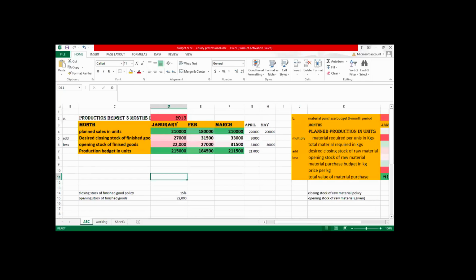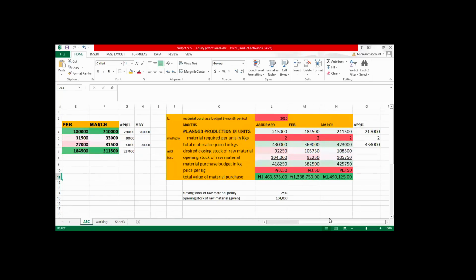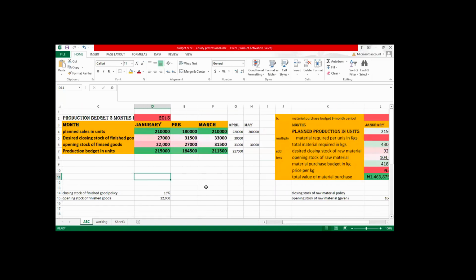Your cash budget will show your cash inflows and your cash outflows. At the end of the period, you are going to have net cash flow. Your net cash flow could be positive or negative. If it is positive, it means surplus cash flow, surplus cash. If it is negative, it means cash deficit.